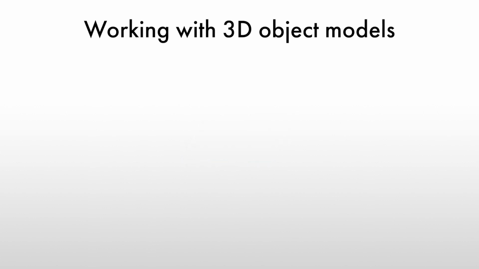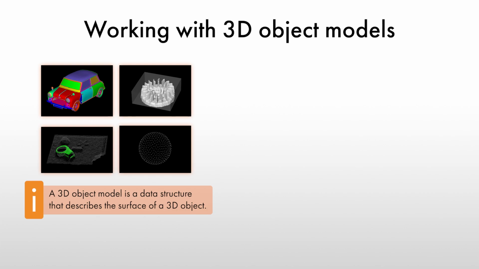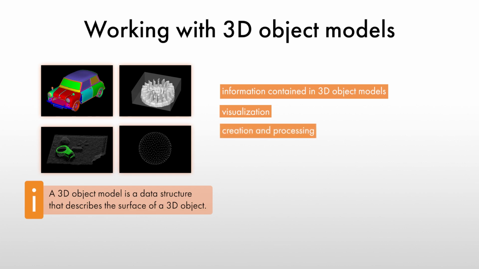Welcome. In this tutorial, we'll have a look at 3D object models in MVTec HALCON. A 3D object model is a data structure that describes the surface of a 3D object. In this video, you'll learn what information is contained in 3D object models, how to visualize them, and how to create and process them.